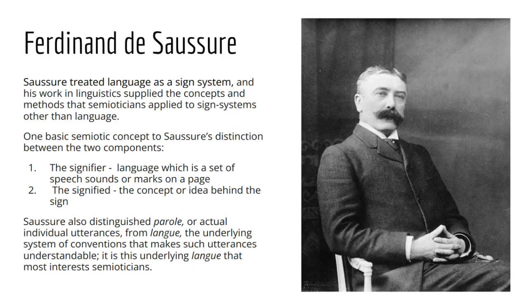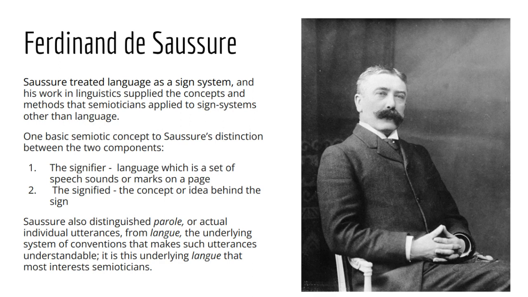So Ferdinand de Saussure, he treated language as a sign system. His work in linguistics supplied the concepts and methods that semioticians applied to sign systems other than language. His model is mostly used in most contexts today because we associate it with two things.